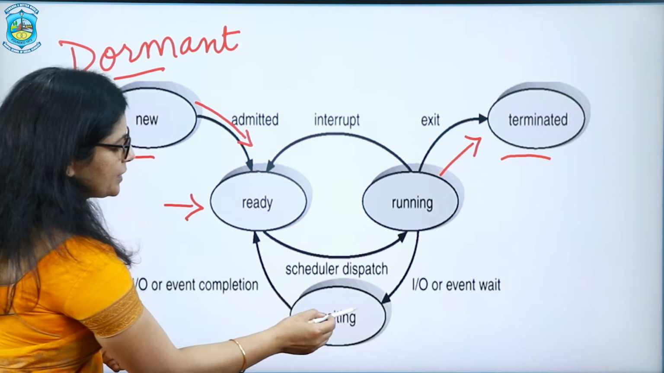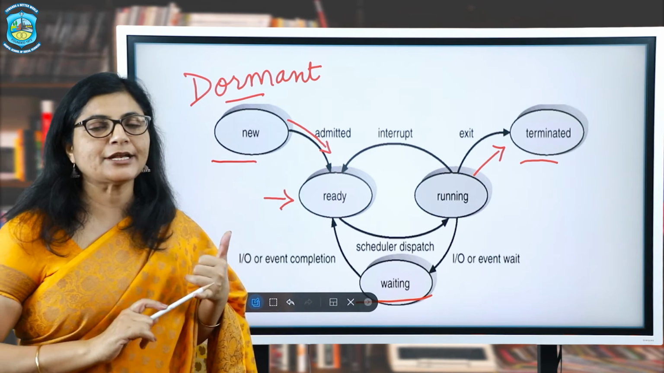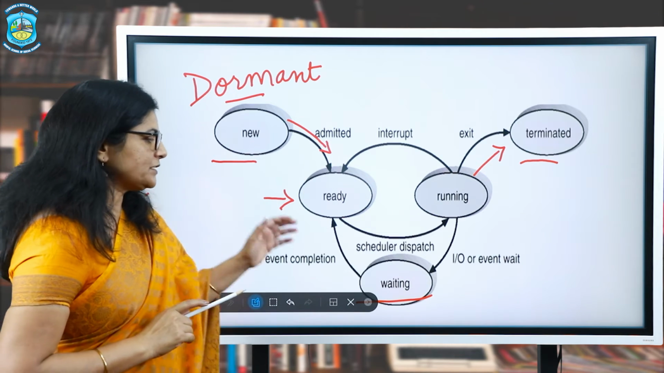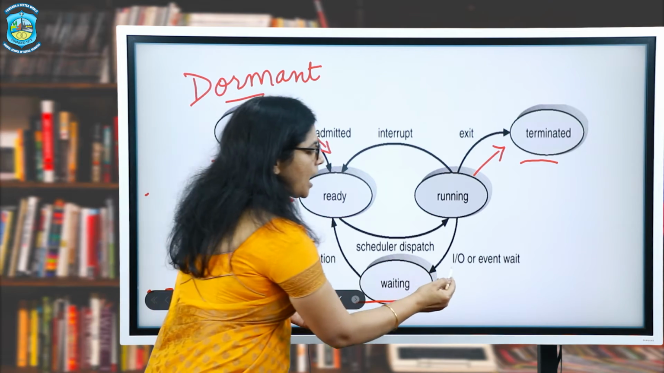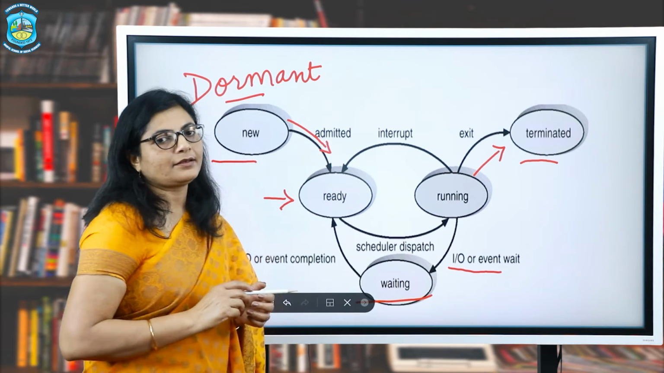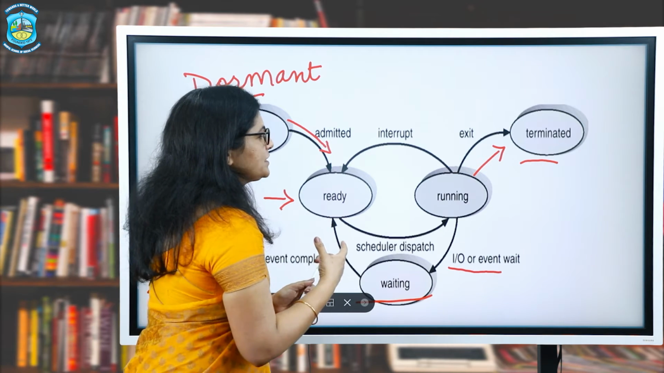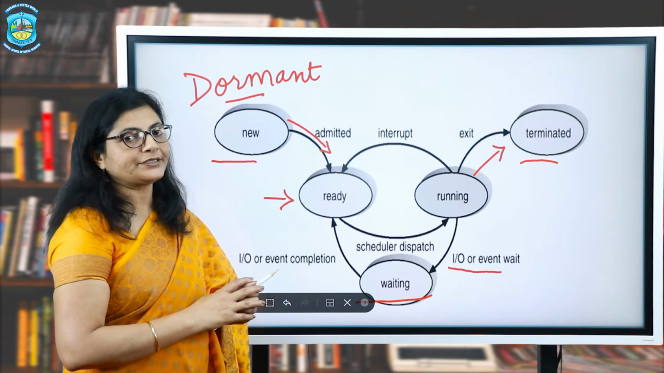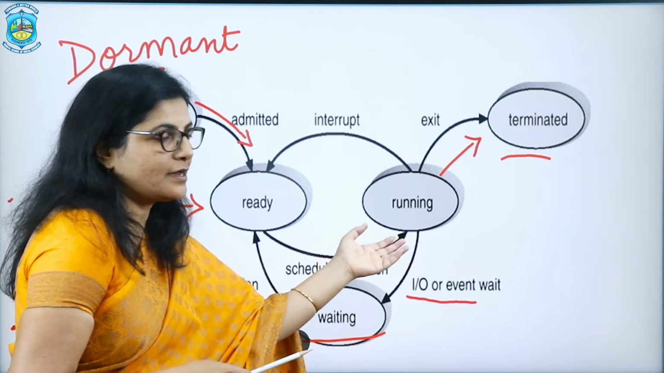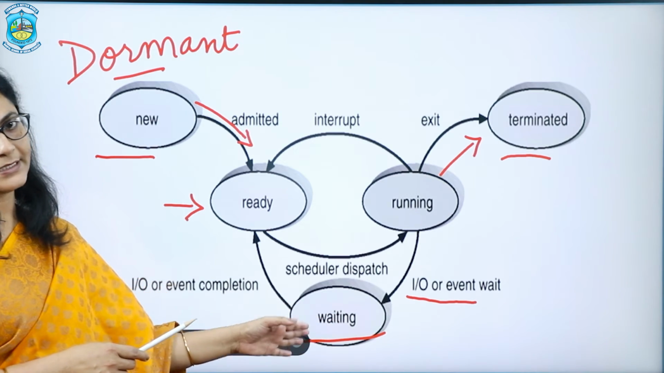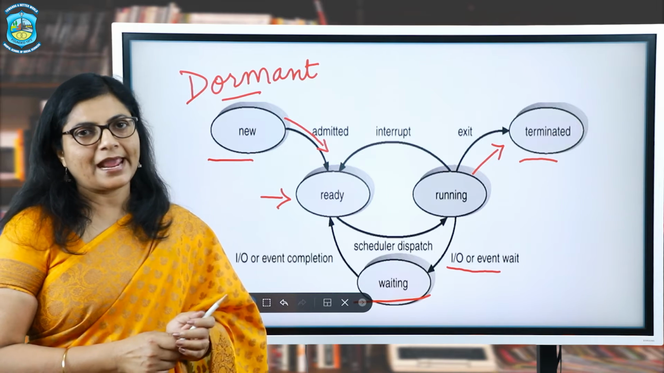I will come back to another state, that is the waiting state, which is also known as the suspended state or blocked state. The process goes into the suspended state or waiting state when it requires input output or some synchronization signal. So when a process requires input output operations, the operating system takes it from the processor and puts it into the waiting state. So these are the various states of a process during execution.